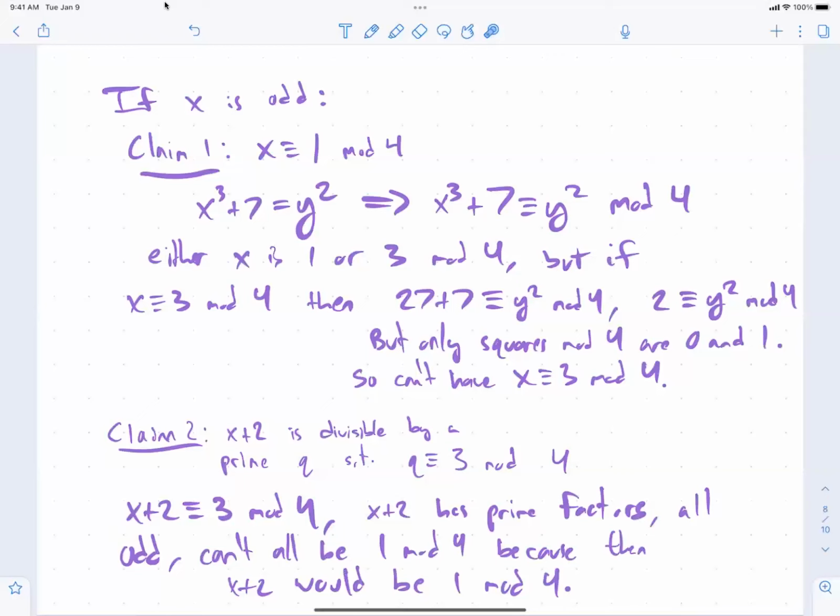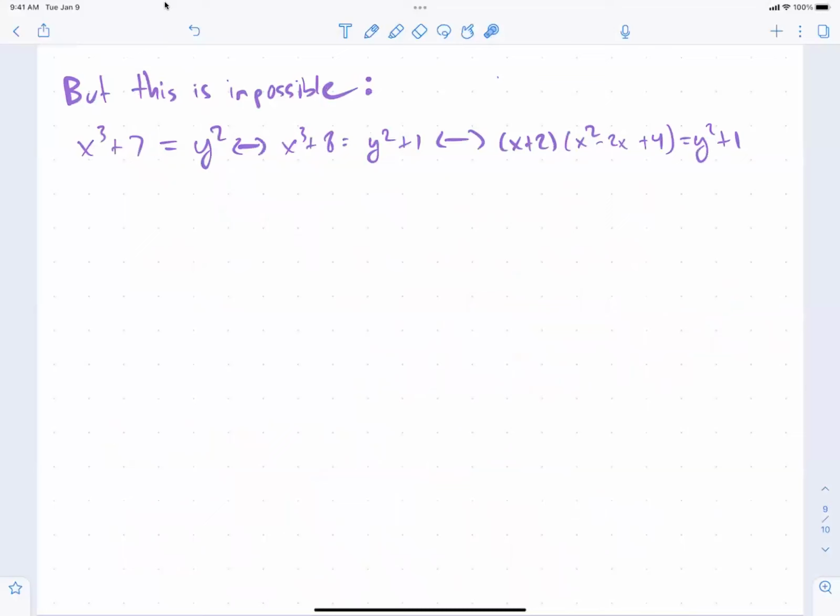Okay, so now I'm going to use this. And right now, this seems ridiculous. Like, what am I doing? But there's some trick that lets me get some mileage out of this, and it involves rewriting this equation.